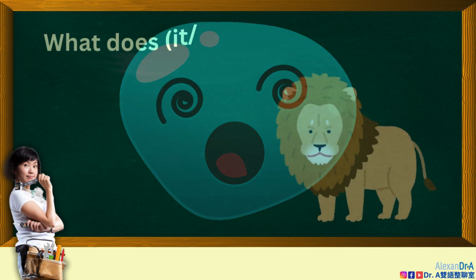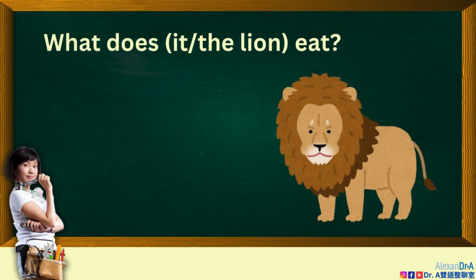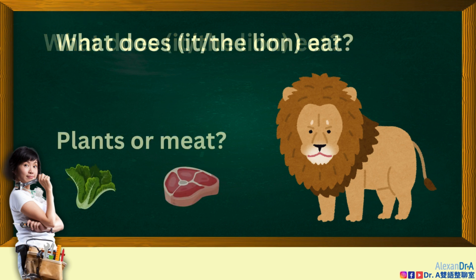Exactly. So if the core idea is what it eats, Dr. A says reduce the vocab drastically. Just ask, what does it eat? Simple. Or even more direct, does it eat plants or meat? Much more accessible. Gets right to the point. It clears things up immediately, lets more kids participate, and you don't get sidetracked by vocabulary definitions.